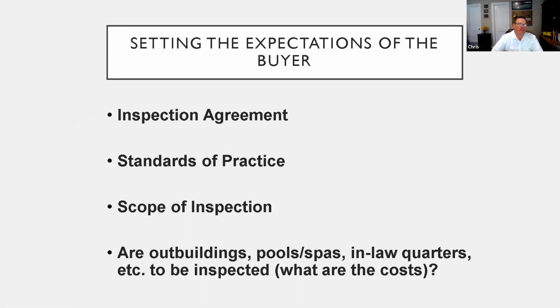So, preparing the buyer for a home inspection. The buyer is going to have an inspection agreement. The Texas Real Estate Commission requires us to give them an agreement. It has all their jargon, and we added a couple other things that are going to help you down the road, like being able to get the report at the same time as the client. They're going to get a copy of the standards of practice, which is what we're required to do through TREC, and it talks about the scope of the inspection, what we're going to do when we're there. So outbuildings, pool, spas, in-law quarters, et cetera, to be inspected: what are the costs?